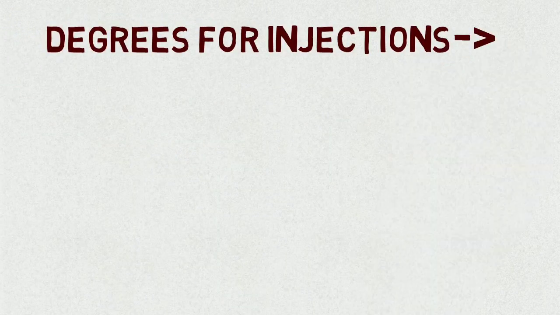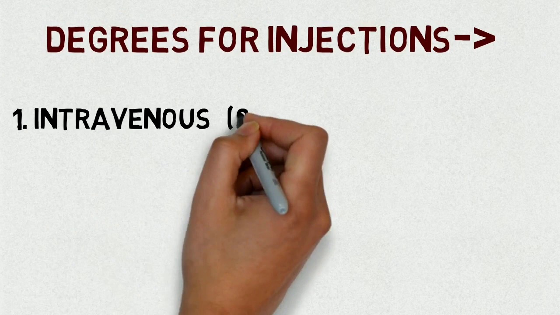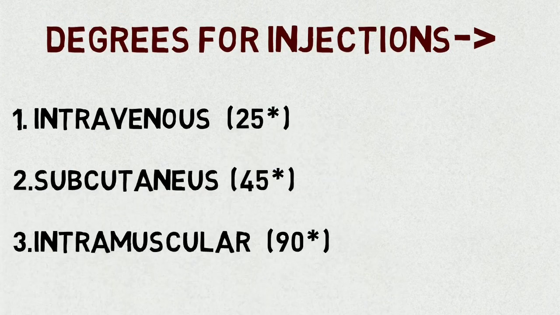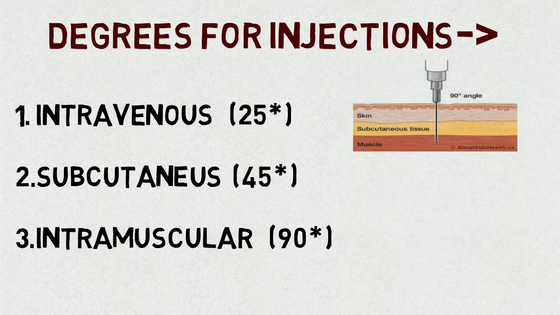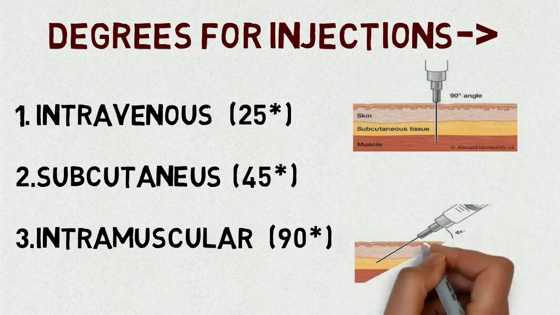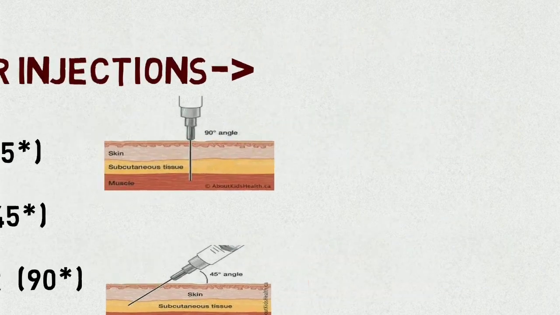Now, what are the angles for these injections we give? Intravenous is given at 25 degrees, subcutaneous is given at 45 degrees, and intramuscular is given at 90 degrees in a standing position.